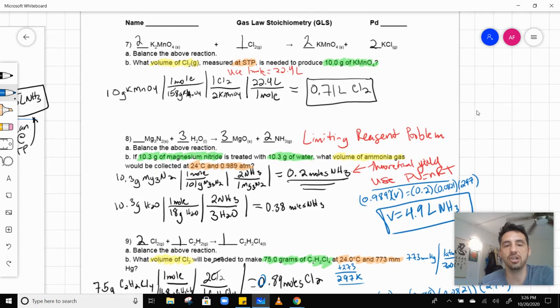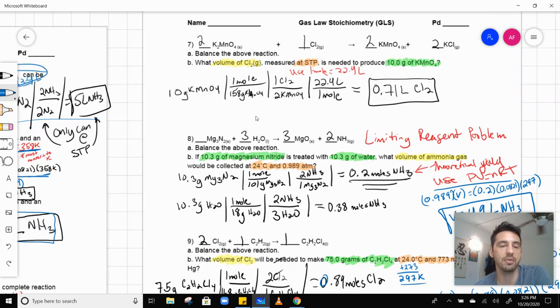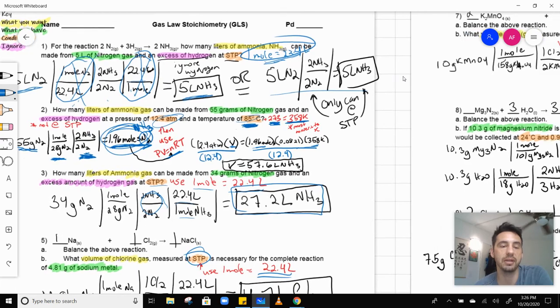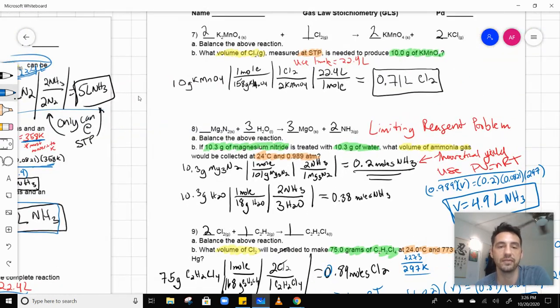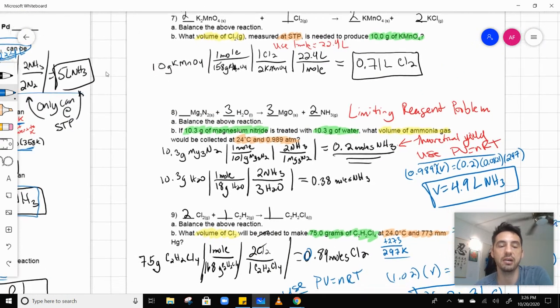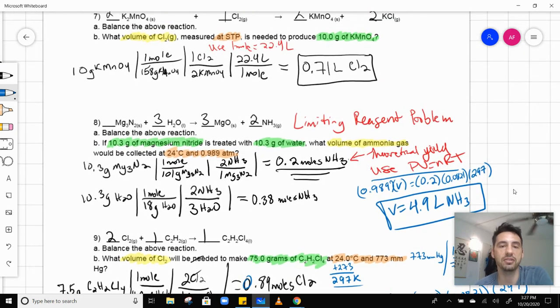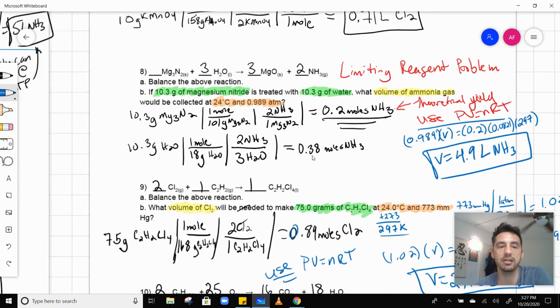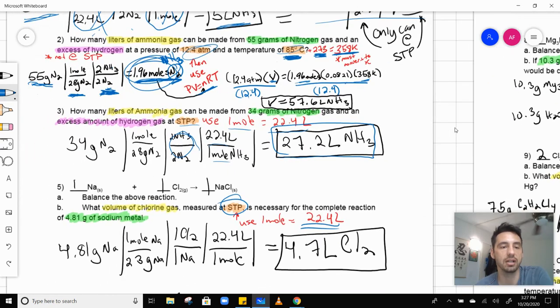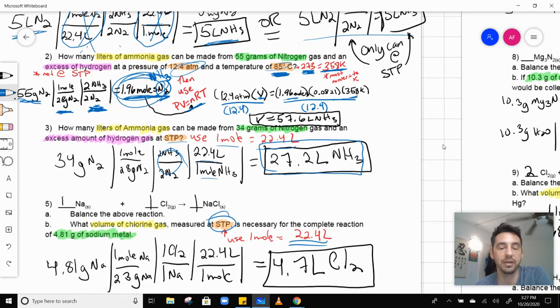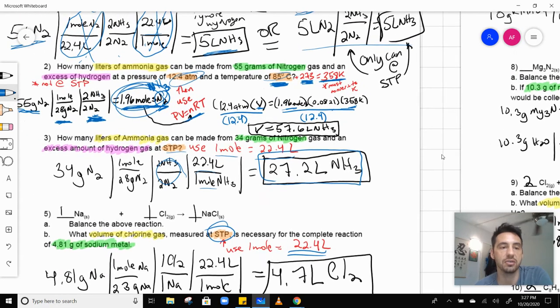Number 7 is just, we're using STP, so it's 22.4 liters. So doing it the same way we did number 1. Same way, actually number 3. Same as number 3. Number 8 is a little bit different. Number 8 is actually very similar to what we did in number 4, or not 4, we don't have 4. We're going to have to use PV equals nRT, so it's just like number 2.